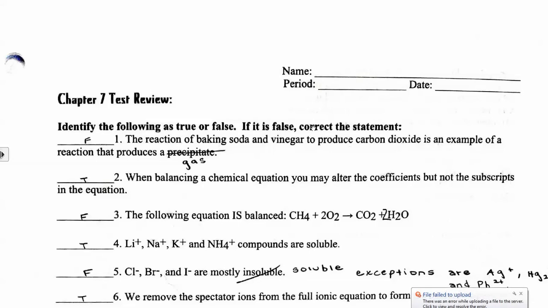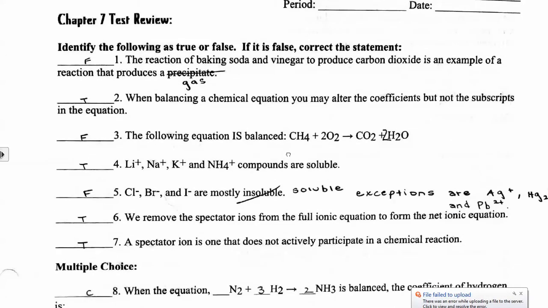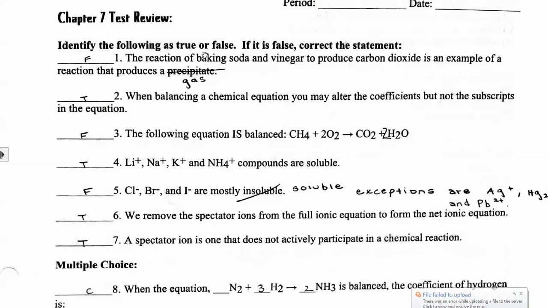Okay, so I'm going to go through these pretty quickly because there are a lot of them. The reaction of baking soda and vinegar to produce carbon dioxide. Remember from your chalk lab, guys, that CO2 is a gas and therefore it doesn't form a precipitate, which is solid. It actually forms a gas.